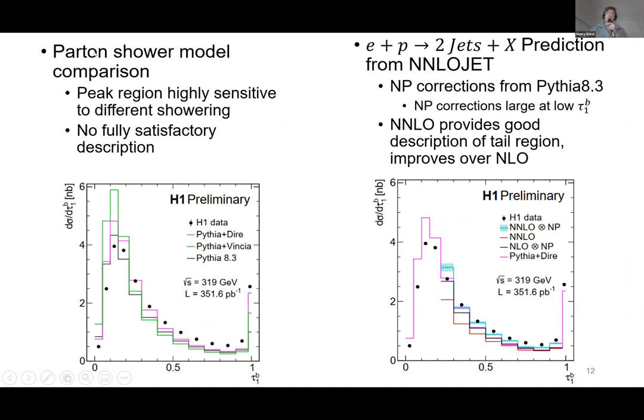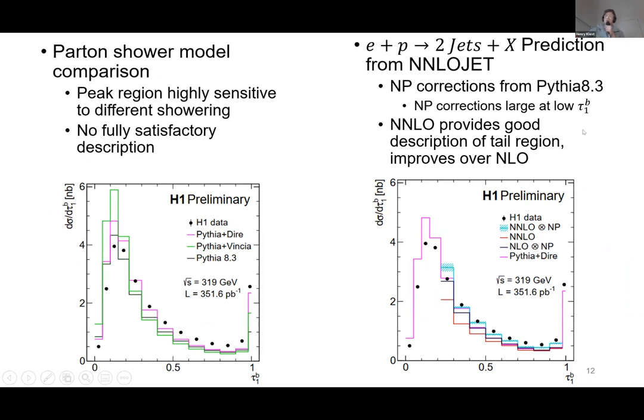So if we compare some different parton showers just within Pythia, you can see that the peak region is quite sensitive to the specifics of which model you're using. So Pythia plus Dire, Pythia plus Vincia, and standard default Pythia 8.3 give quite different results. And none of them completely capture the data over the full spectrum.